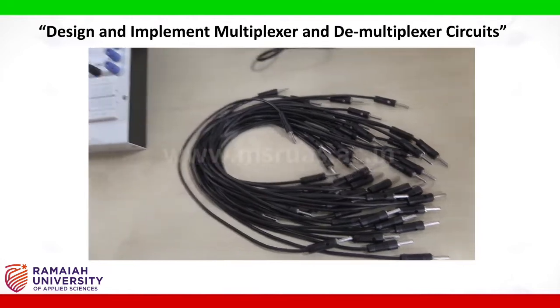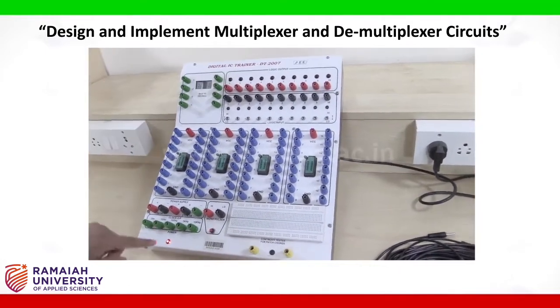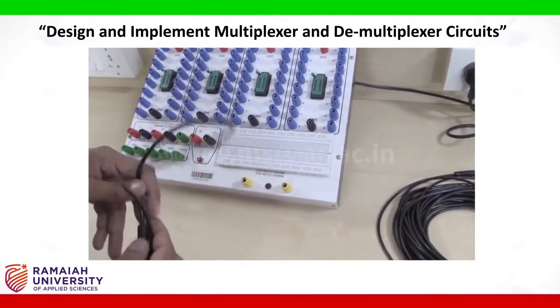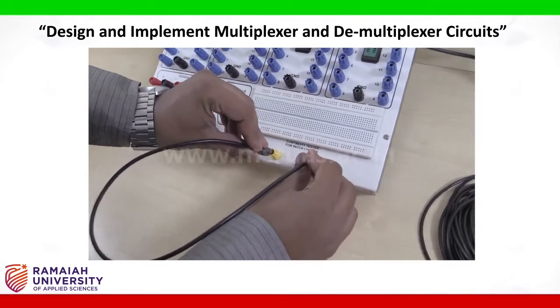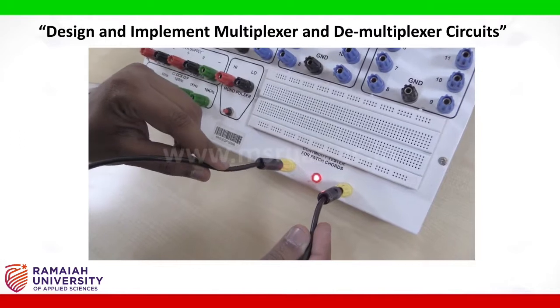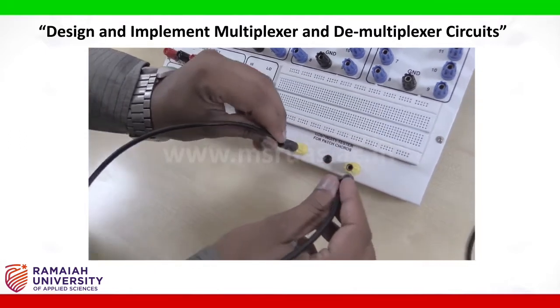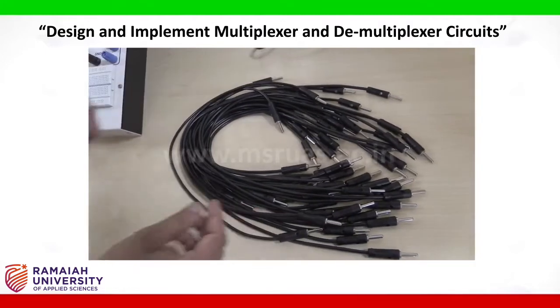Take the patch cord, turn on the power supply to the digital IC trainer kit. It is turned on now. Now place the patch cord between the continuity tester knobs, and you can see there is an LED on and there is a beep noise. So this means the patch cord is working fine, and similarly we have to check the continuity test for all the patch cords which we are using for the experiment.